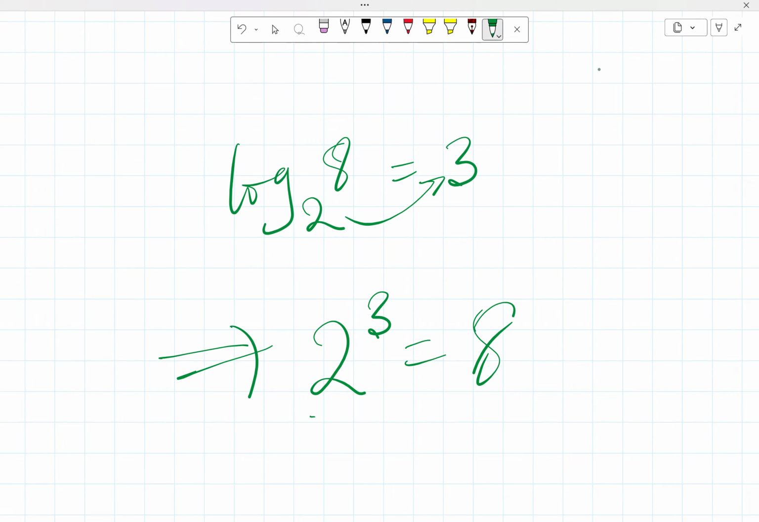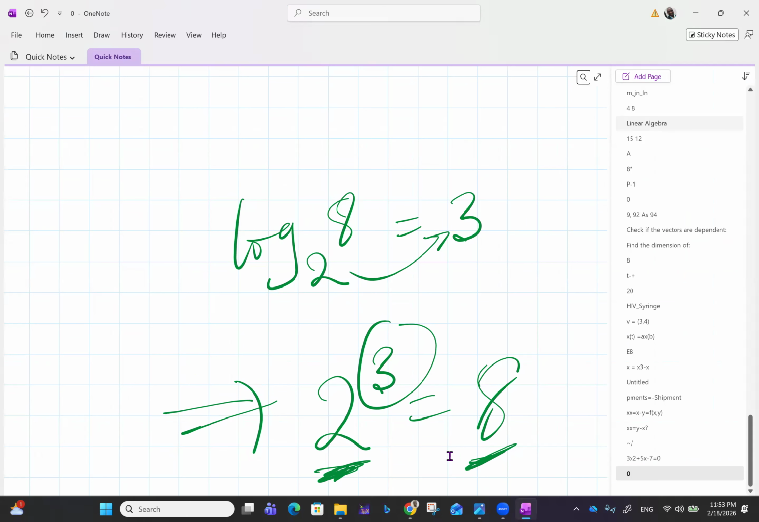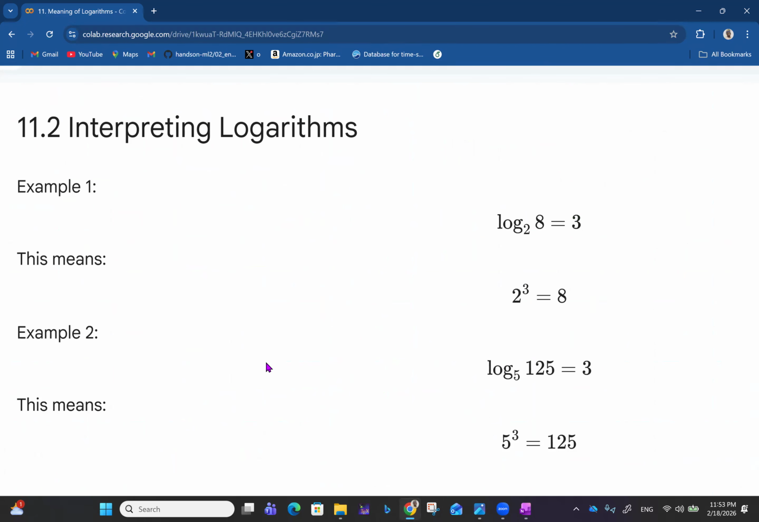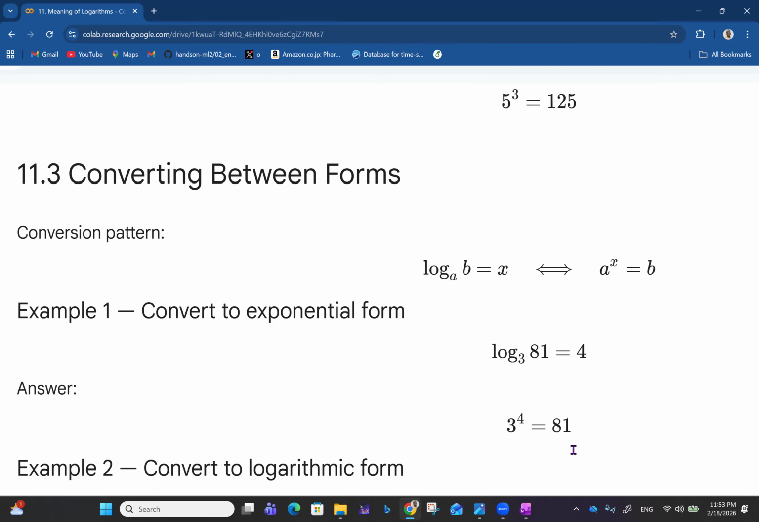And that's it. So to what power should you raise 2 so you can get 8? And the answer is 3 there. So the base carries the number on the other side on its head, in a manner of speaking. So log 8 base 2 equals 3 means that 2 raised to power 3 is equal to 8. Also, log 125 base 5 is equal to 3 means that 5 raised to power 3 is equal to 125. So that's how we interpret logarithms.